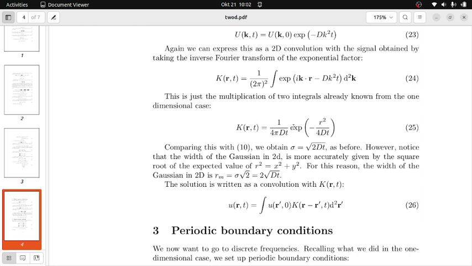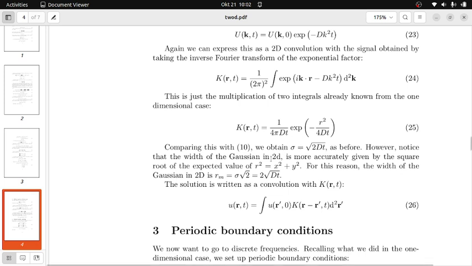We will not go through the derivation here, but it is 1 divided by 4 pi D t, times the exponential of minus r squared over 4 D t. But now notice that although we have the standard deviation of the Gaussian, which is the square root of 2 D t as before, the size of the Gaussian, the width, now is no longer the expected value of x squared or the expected value of y squared, which would give this variance sigma squared, and then we would take the square root to obtain the standard deviation, right?